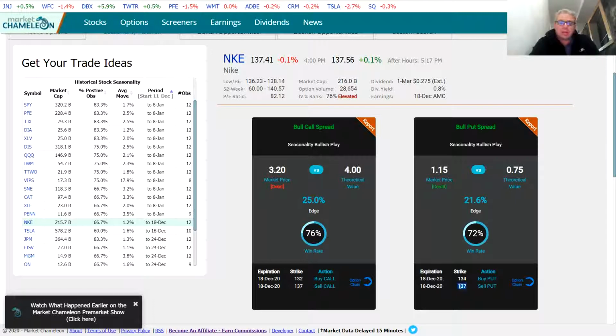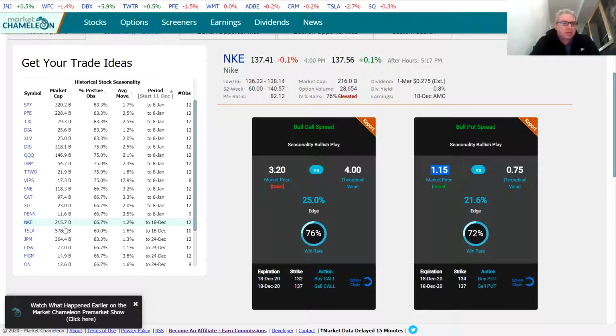You can sell the Nike 137 put, buy the 134 put, which is $300 at risk, but you collect $115 upfront. So basically your max is to collect $115 as long as Nike closes above 137 by next week, which they already are at, 137.4, 137.5 after hours. That's it. You collect the maximum premium, $115, up front, so you can take another trade the second that money lands in your Robinhood account.